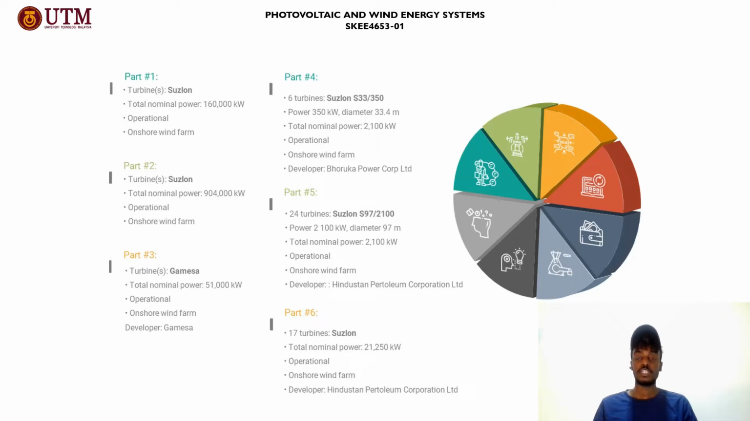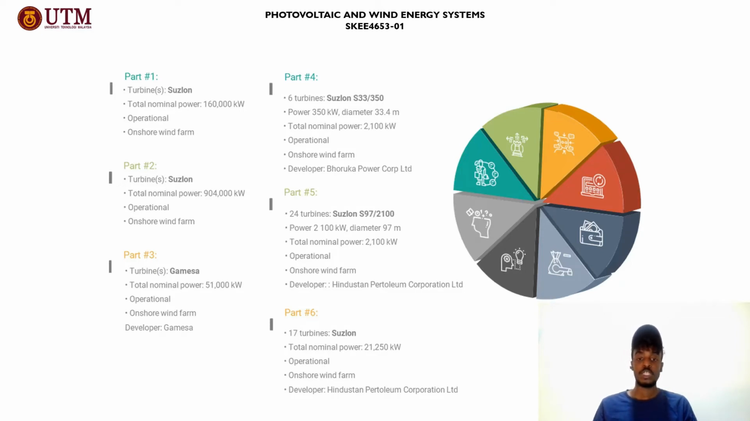And for part four, we have 6 turbines from Suzlon, under the model name S33/350. The power of these turbines is around 350 kilowatts, covering a diameter of 33.4 meters. The total nominal power is around 2,100 kilowatts, and they are operational and onshore. Then for part five, we have 24 turbines under the model name S97/2100, generating 2,100 kilowatts, covering a diameter of 97 meters. The total nominal power is around 2,100 kilowatts, and they are operational and onshore.